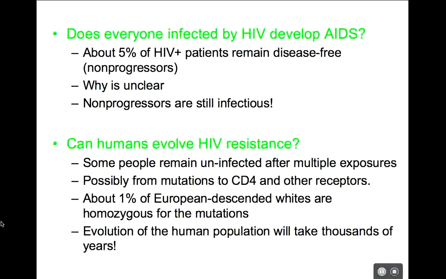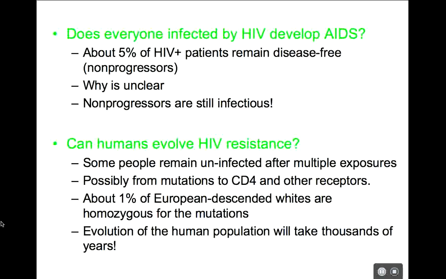So yes, a lot of work is being done there also to try and understand what's protecting them, and is there any possible way we can use that to vaccinate or protect other people against HIV infection. And of course, yes, theoretically we would evolve this resistance. That's how natural selection works, but of course evolution of the human population would take thousands of years. HIV can mutate much more quickly than we can, so the likelihood of us evolving resistance is not very good. So unfortunately, that's not a very viable option.